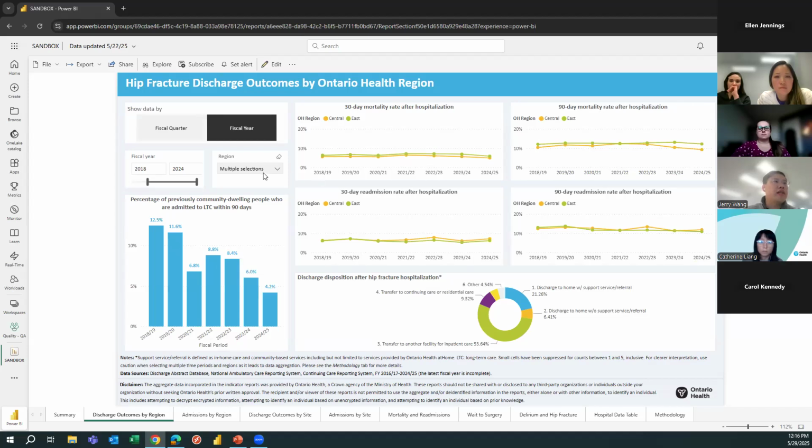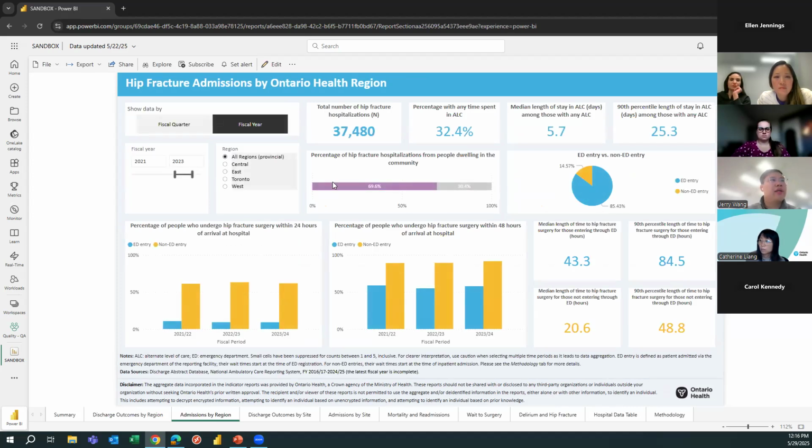And again, you can select different OH regions. So this is the discharge outcomes by regions tab. Moving on, we have admissions by region. So what happens during an admission?